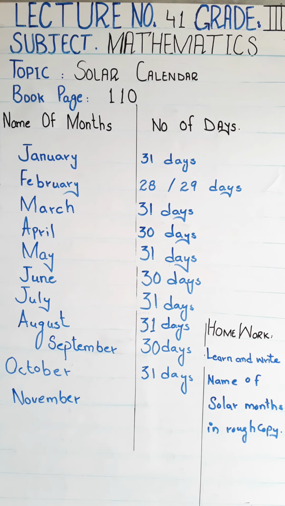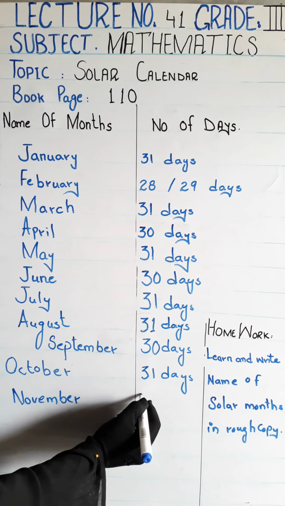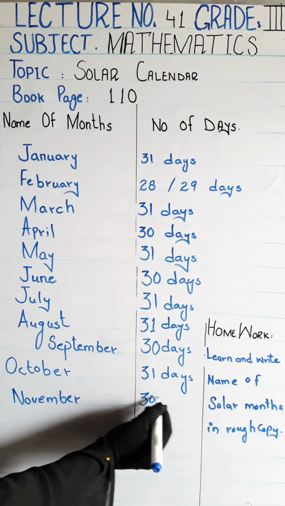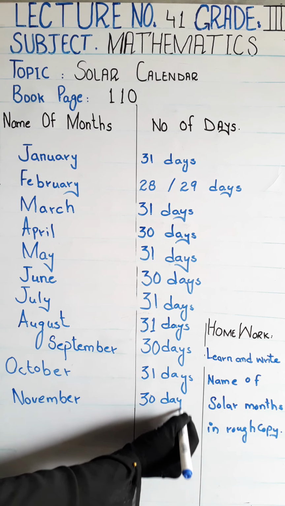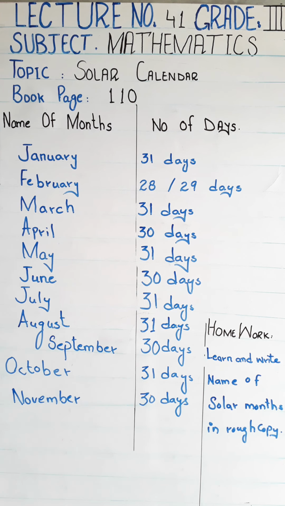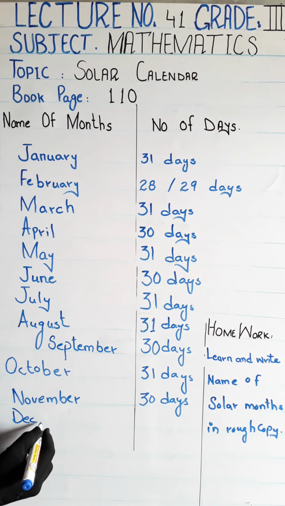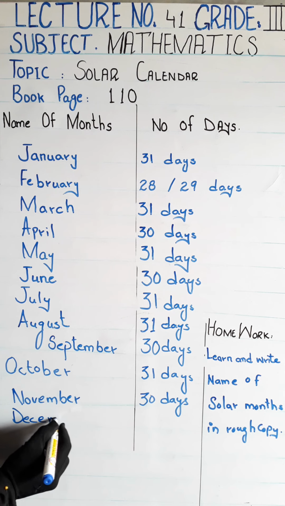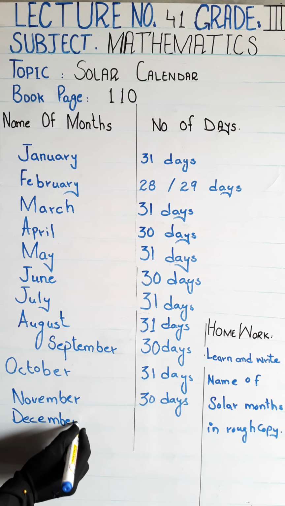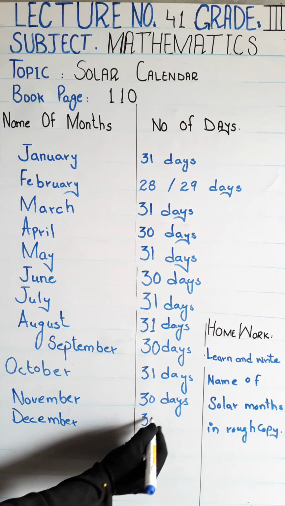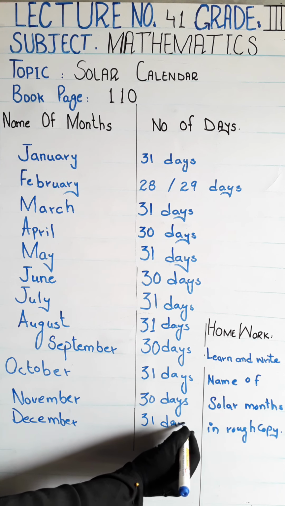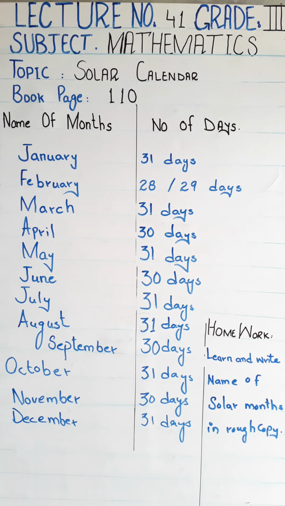And how many days in November? Yes, 30 days. After November, which month comes? The last month of the year. December. Yes, chilly weather. Fog. Remember? December, 31 days. Clear?